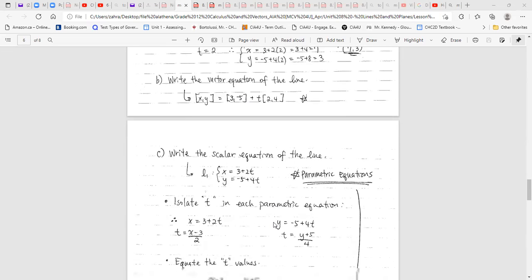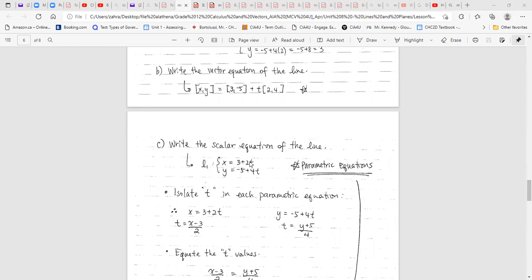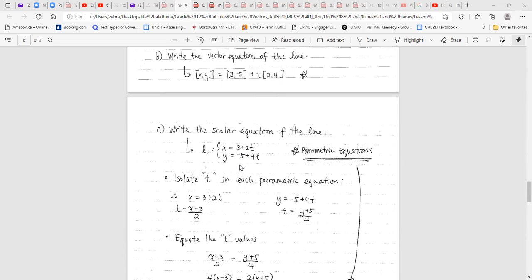Write the scalar equation of the line, from the parametric form. For the first one, you rearrange it for t. For the second one, you rearrange it for t. So here's the first one. 3 to the other side becomes negative, divide both sides by 2. So t is x minus 3 divided by 2. Same thing you do for y. Y is equal to negative 5 plus 4t. 5 to the other side becomes positive.